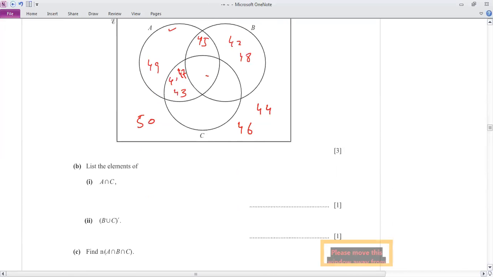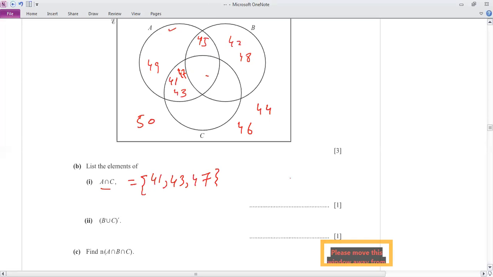Okay. And then the question is saying list the elements of A intersection C. In A intersection C, if you see which elements are coming, the common in A and C, this is 41, 43, and 47.